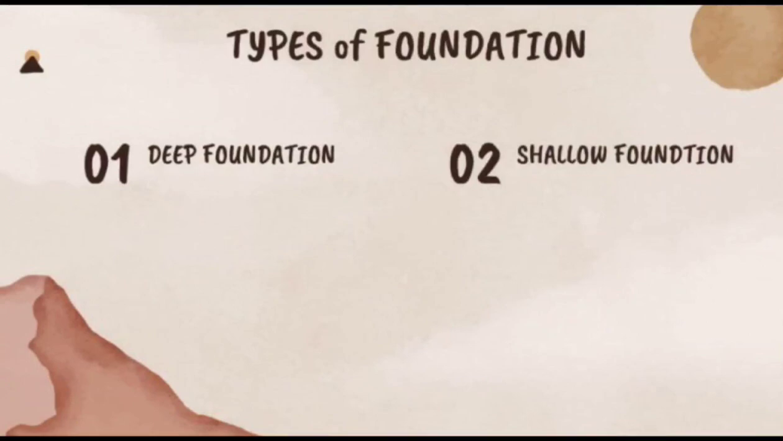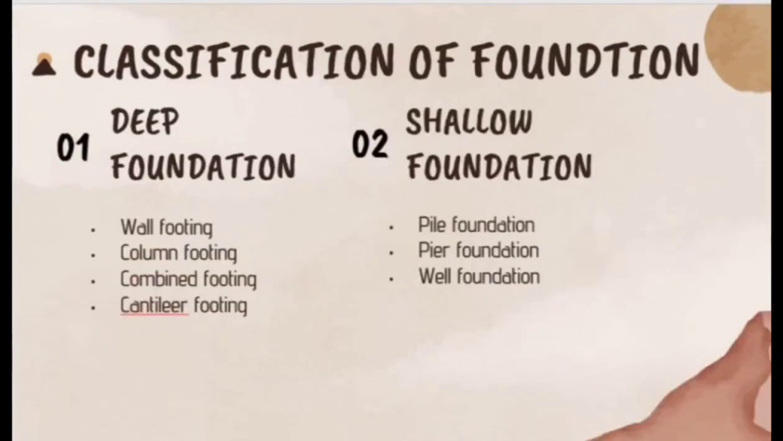So, for the classification and function of foundation. First of all, foundations are divided into two types, which are deep foundation and shallow foundation. For shallow foundations, there are four types of footing, which are wall footing, column footing, combined footing, and cantilever footing. Each type of footing is suitable for each size of construction.